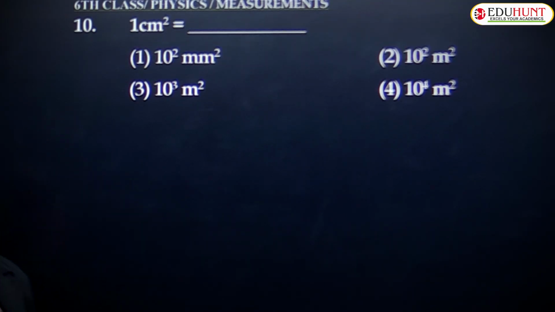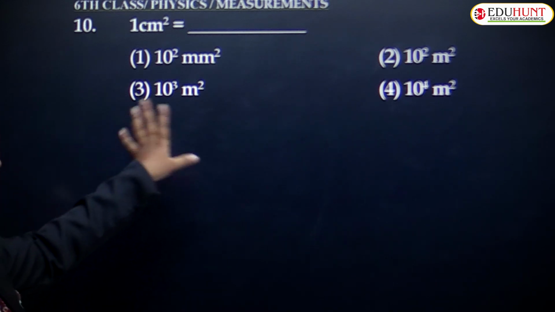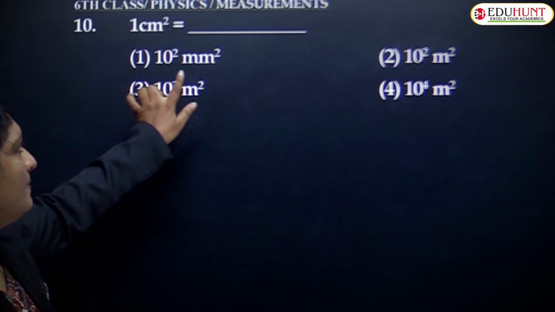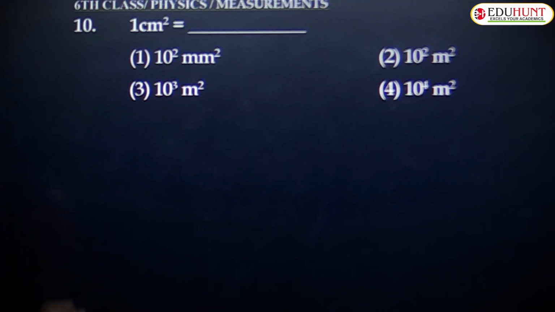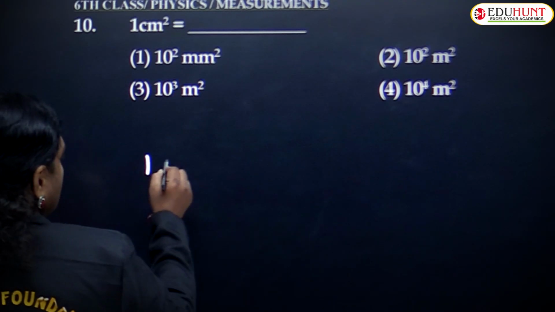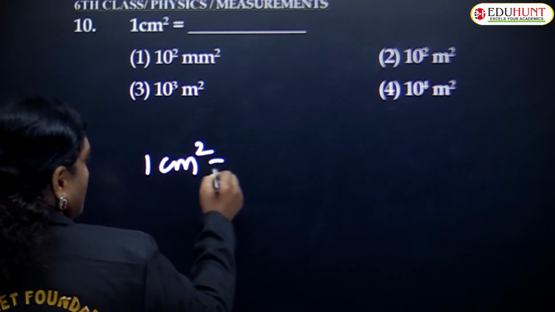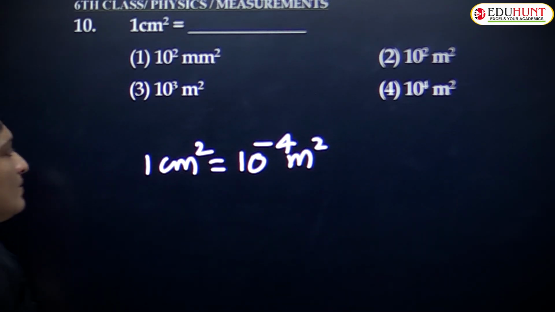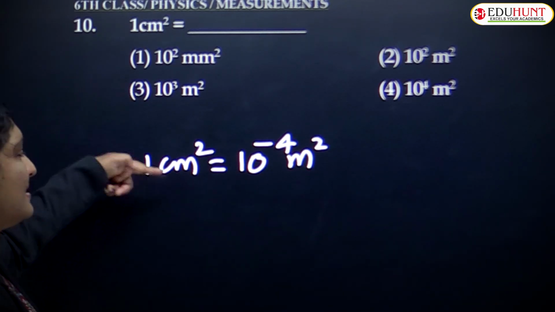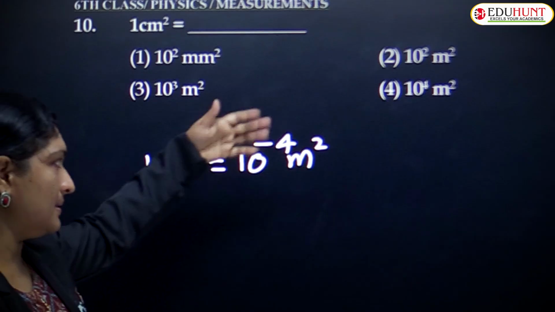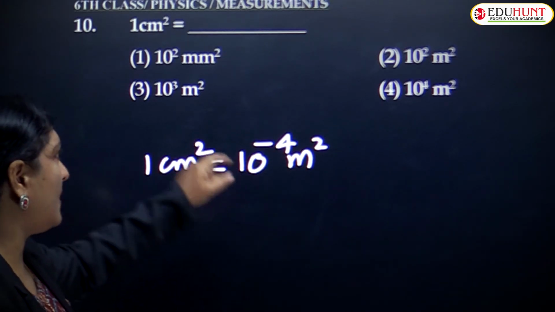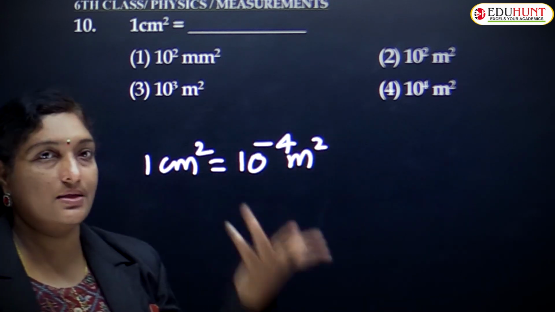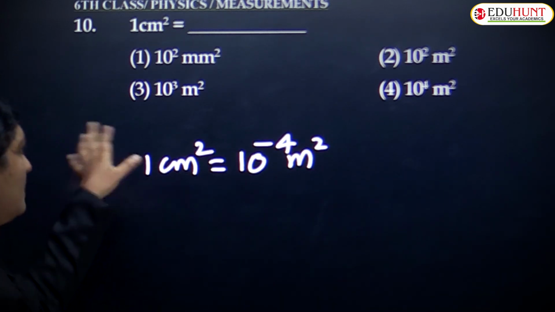1 centimeter square, you're asked to convert 1 centimeter square in this format. So, 1 centimeter square is equal to how many millimeters, meters? As I have already told you, 1 centimeter square is equal to 10 power minus 4 meters square. Let us check whether the option is there or not. Centimeter is the sub-multiple, meter is the multiple. Hence, the power should be minus. In the second, third, or fourth option, it is not given as minus 4. So, all the three are wrong.